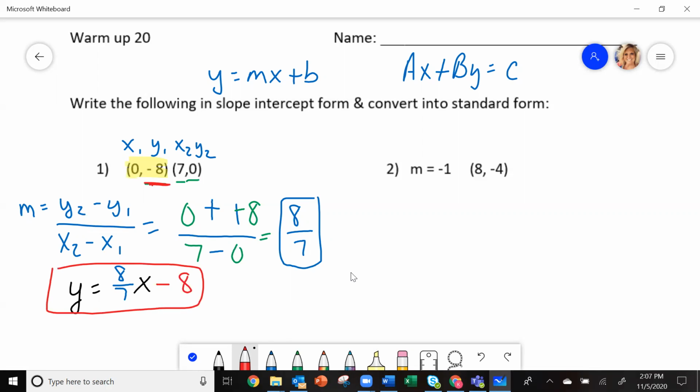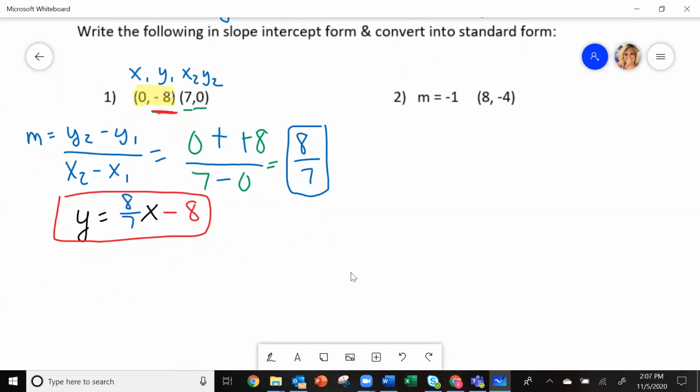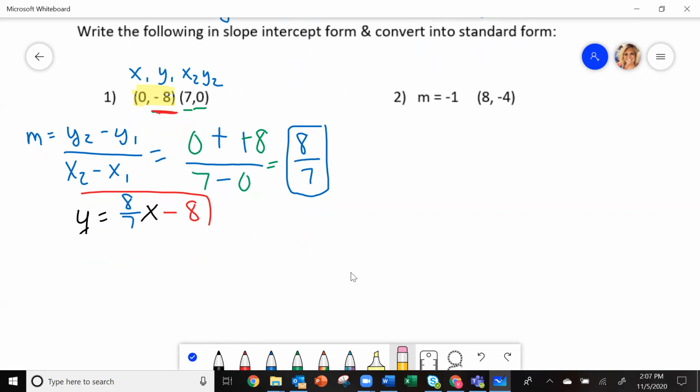This is slope-intercept form. Now we need to move it into standard form. So let me rewrite this. Let me erase this box. That'll help us here. So to put it into standard form, I need to get the x and y to the same side. So I'm going to move this over to the other side. I'm going to subtract 8/7 x from each side.